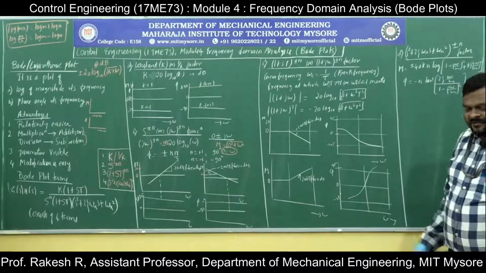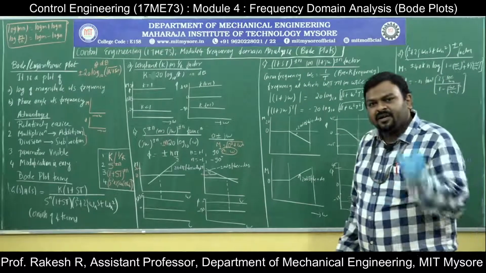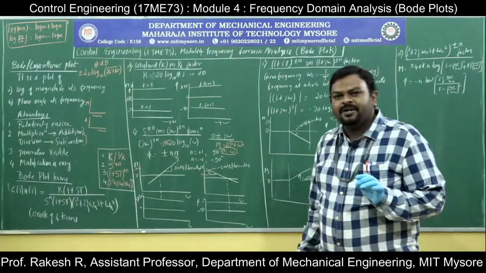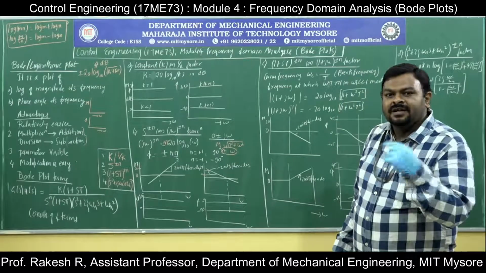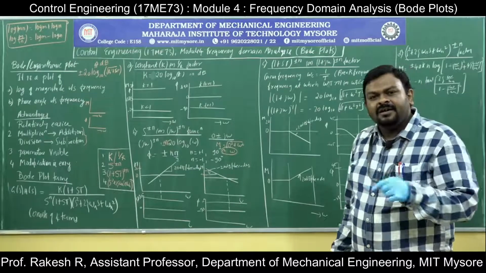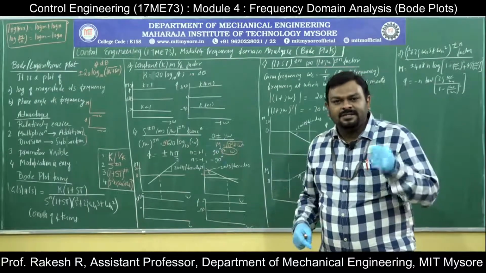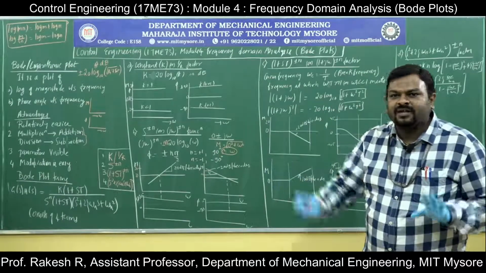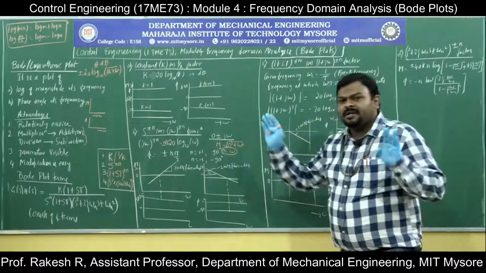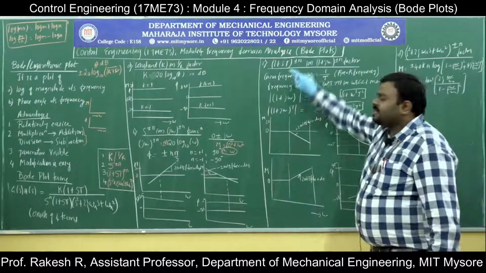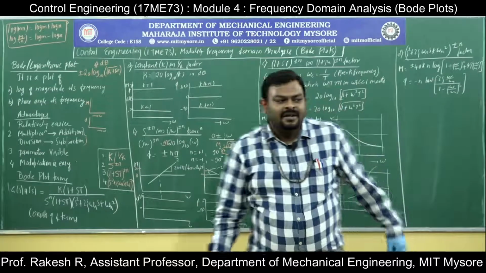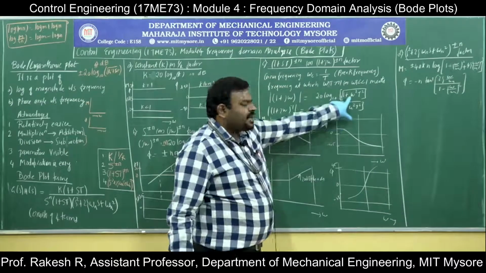The same thing: if you have s power 1, 20 log 10 of magnitude; if s power 2, 2 into 20 log 10; s power 3, 3 into 20 log 10; if s is minus 1, minus 1 into 20 log 10; if s is minus 2, minus 2 into 20 log 10. This calculation is almost the same, the only thing is the index. But what is the change here? Here there is a change of magnitude.